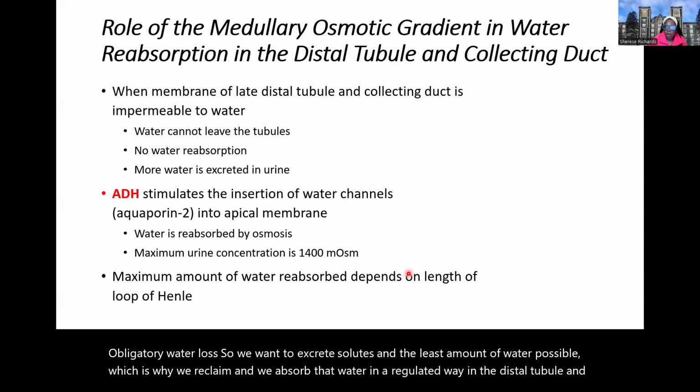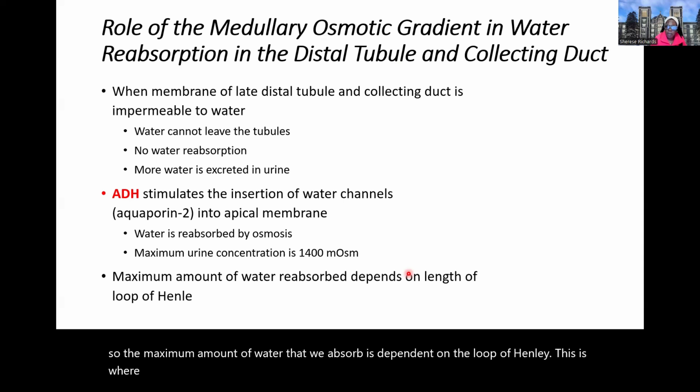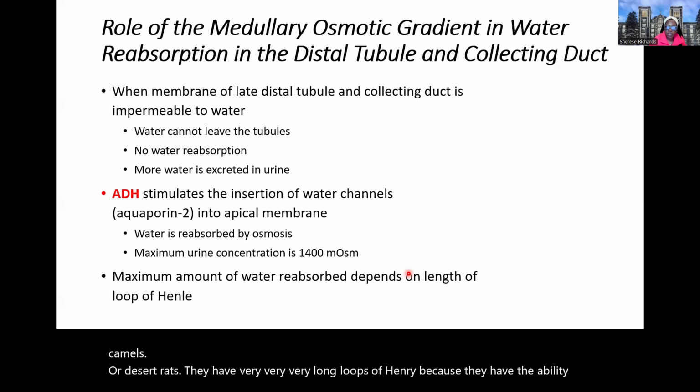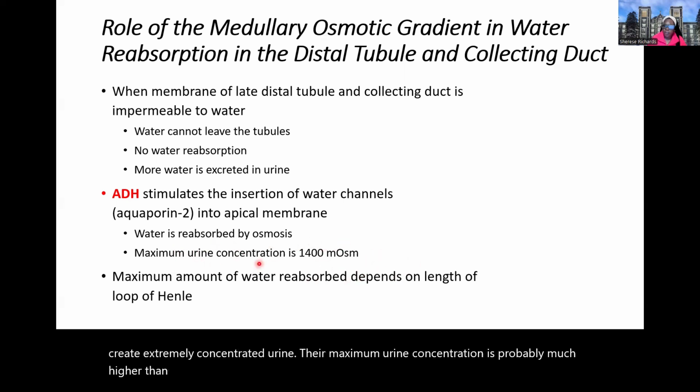And so the maximum amount of water that we reabsorb is dependent on the loop of Henle. This is where that medullary osmotic gradient is created. So if we have a really long loop of Henle, we can really concentrate the urine extensively. If you look at the loops of Henle of certain species and certain animals like camels or desert rats, they have very, very long loops of Henle because they have the ability to create extremely concentrated urine. Their maximum urine concentration is probably much higher than ours, this 1,400 milliosmoles.